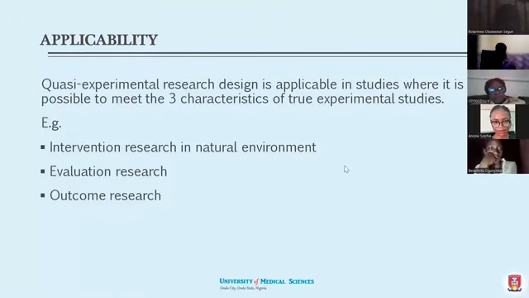Now, this is applicable in most of our intervention research in natural settings. Yes, in evaluation research, if you want to evaluate how your program has been carried out, maybe there is a program elsewhere, and you want to find out whether this program has actually actualized the purpose of setting it up. You may want to evaluate that program using an intervention study or outcome research too, so it is applicable.